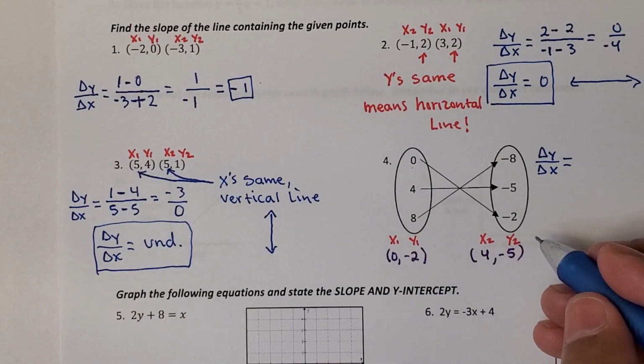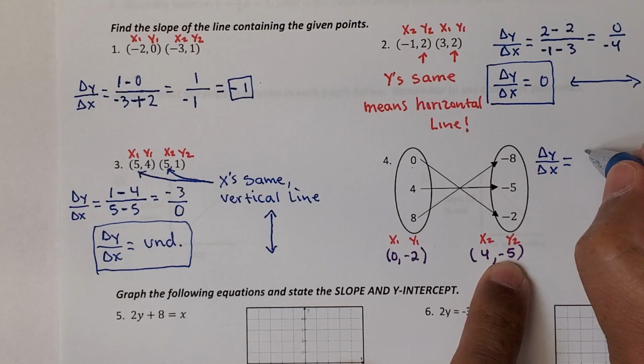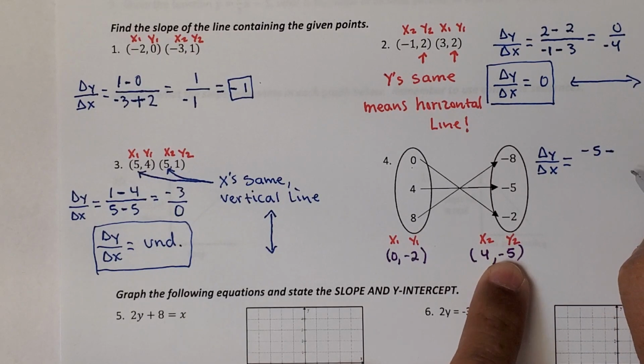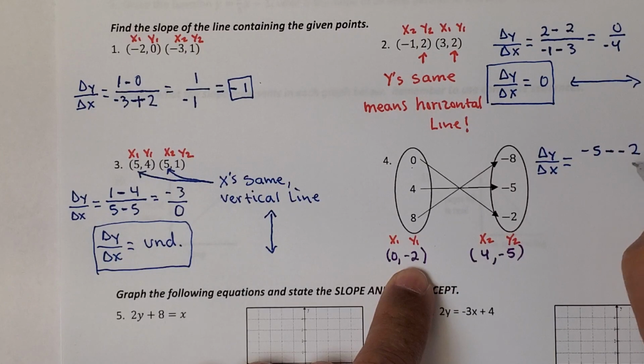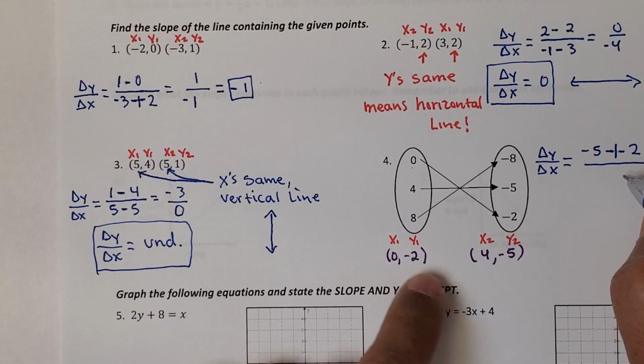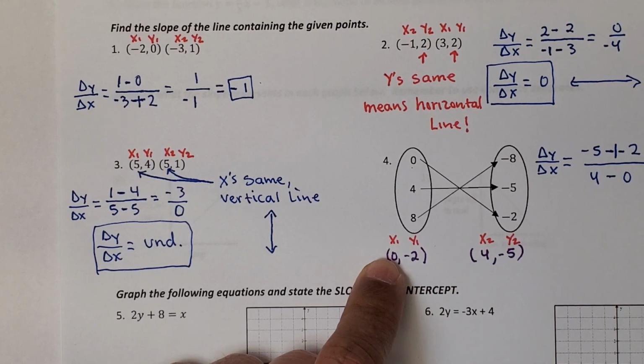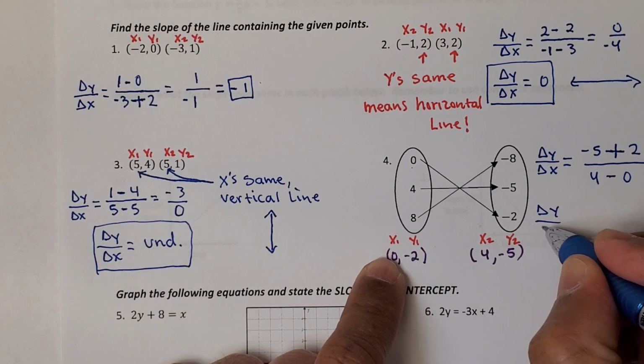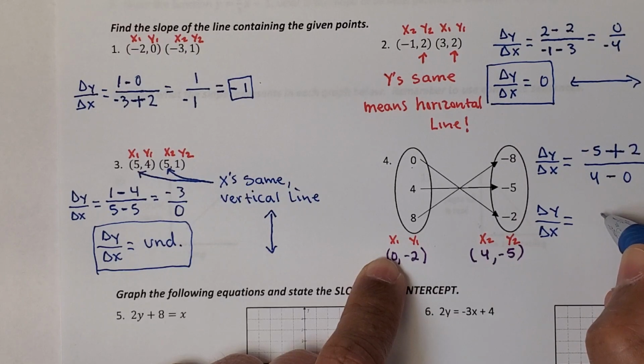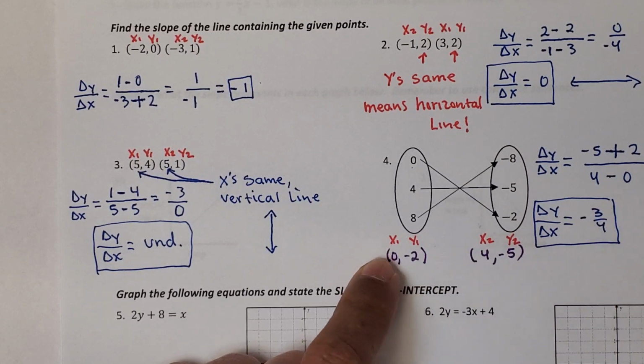Okay, so for this one again, I'm going to take my y2 value. My y2 value is a negative 5 minus my y1 value, that's a negative 2. And again, negative in front of a negative, that's going to turn this one into a positive. Okay, and then I have x2 is 4 minus x1 0. So then this negative 5 plus 2 is a negative 3. Okay, and 4 minus 0 is going to be 4. So then my slope for this line, delta y over delta x, is going to be equal to negative 3/4. And there is the slope.